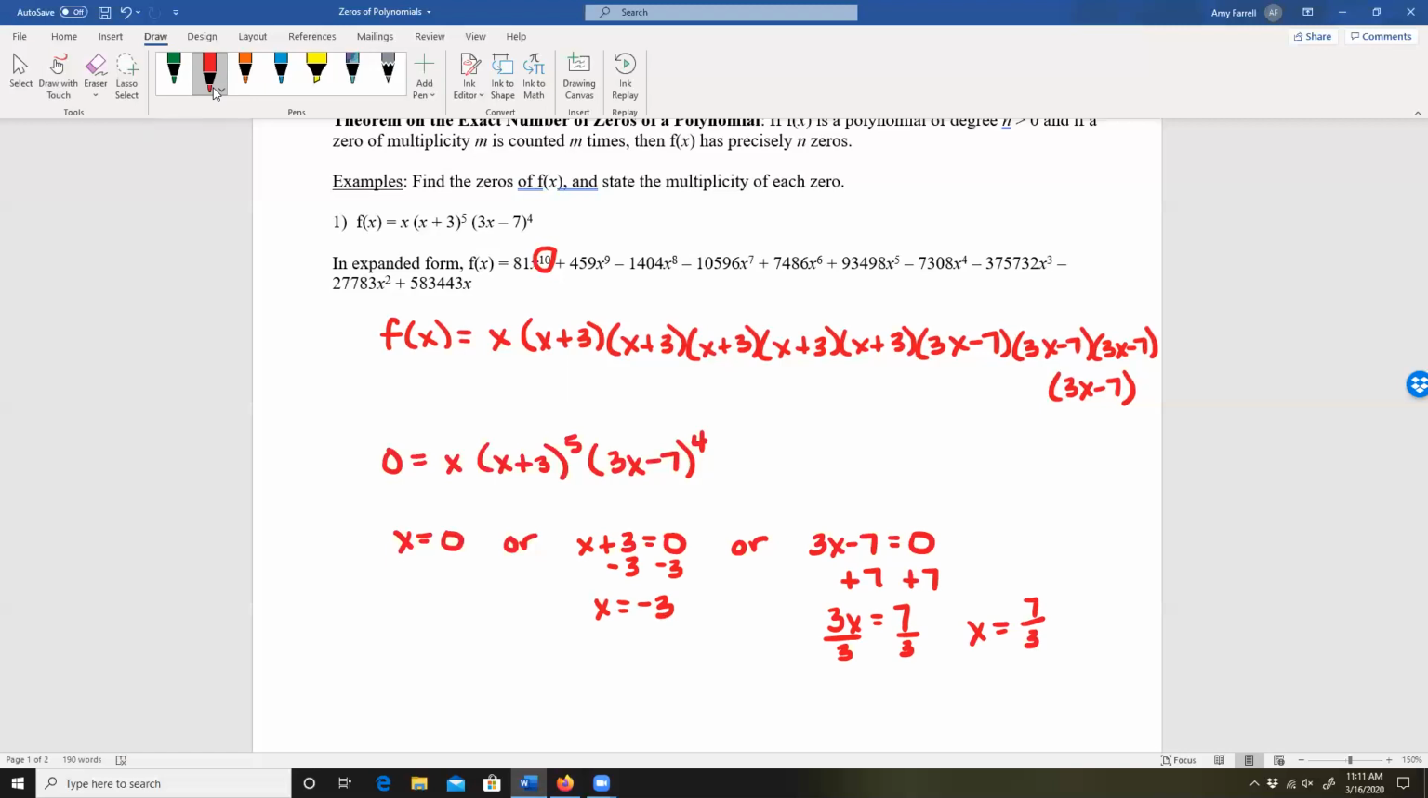But up here, I was expecting 10. I technically do have 10 because this -3 counts 5 times, because the multiplicity of that zero is 5. And this 7/3 counts 4 times, because the multiplicity of it is 4. So if you say that the 0 counts as 1, and then -3 counts 5 times, and then 7/3 counts 4 times, then technically you do have 10 zeros. They're just not 10 unique zeros.